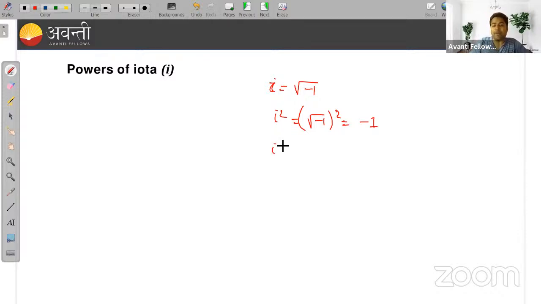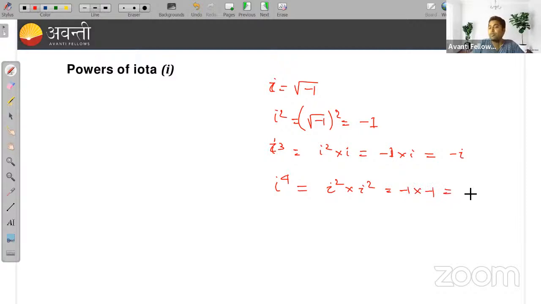Yes. So if I ask you to find i cube, similarly, what will it be? What is the value of i cube? Yes, I can write i cube as i square into i. And we know i square is minus 1, so minus 1 into i. So i cube becomes minus i. Is that clear to everyone? Okay. Similarly, if I ask you to find another power of i, that is i to the power 4, it can be expressed as i square into i square, that is minus 1 into minus 1, which is equal to 1.